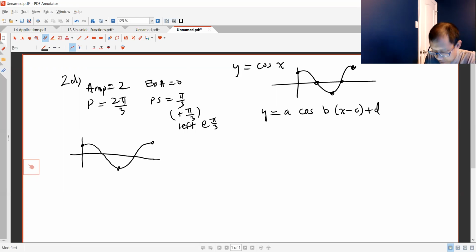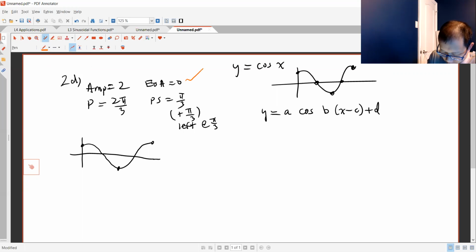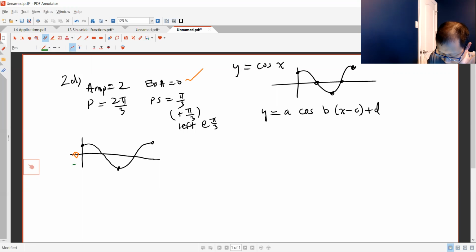Don't get me wrong, you can definitely do it by transformations if you want. But I start off first of all with the equation of the axis. And so that's 0. How about where we're going to start? Where we're going to start is left at negative pi over 3. So that's where this axis, the y-axis, is going to start.